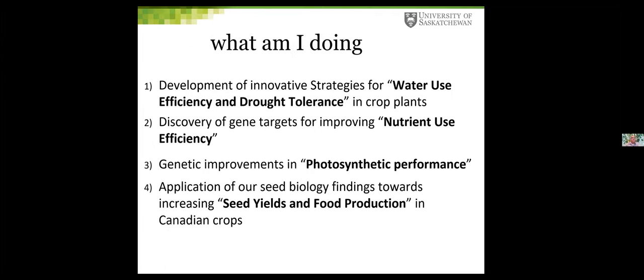So currently, since joining GIFS, working with Leon, we developed four thematic areas that are also incidentally connected to the workshop theme. Development of innovative strategies for water use efficiency and drought tolerance in croplands, and discovery of gene targets for improving nutrient use efficiency, genetic improvement in photosynthetic performance, and the application of these areas in developing technologies and applications towards seed yields and food production in Canadian crops.